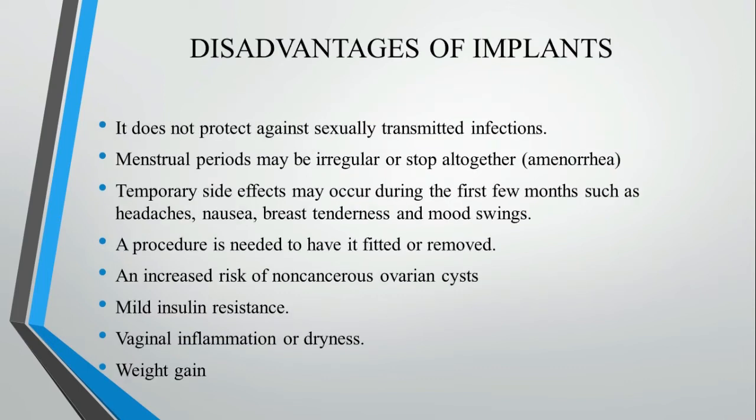Some disadvantages of the implant are that it does not protect against sexually transmitted infection. Menstrual periods may be irregular or may stop altogether. Temporary side effects may occur during the first few months, such as headache, nausea, breast tenderness, and mood swings. A procedure is needed, however, to have it fitted or removed. There is an increased risk of non-cancerous ovarian cysts. Mild insulin resistance may occur. Vaginal inflammation or dryness may occur, and weight gain may also occur.